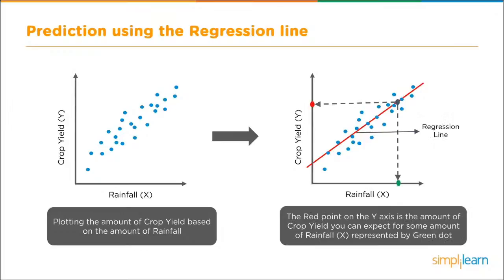And then we look at that, we put the red point on the y-axis, which is the amount of crop yield you can expect for the amount of rainfall, represented by the green dot. So if we have an idea what the rainfall is for this year, then we can guess how good our crops are going to be. And we've created a nice line right through the middle to give us a nice mathematical formula. Let's take a look and see what the math looks like behind this.